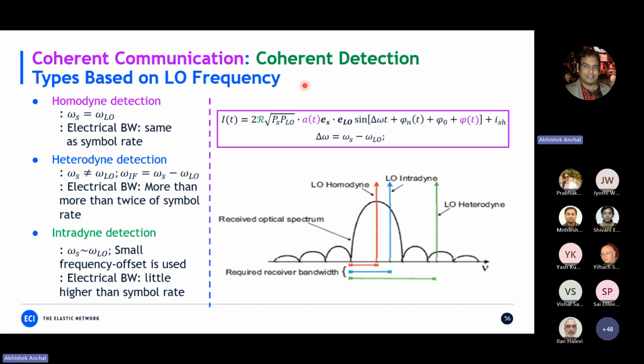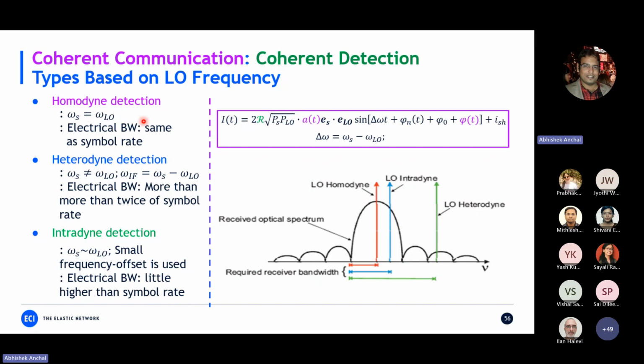Okay, so now how to choose the local oscillator frequency? The best way to choose the local oscillator frequency is having the same frequency as the channel. That way we can remove this extra phase rotation term, the extra delta W term. So that's called homodyne detection, when the frequencies are the same.